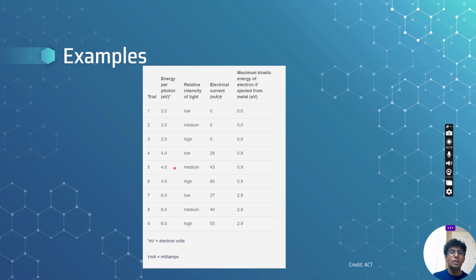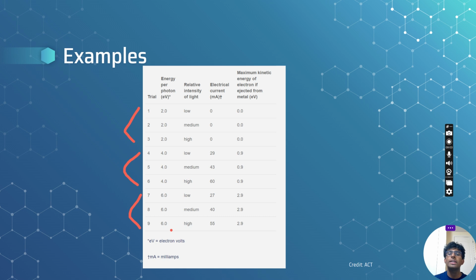So for an example, we have different variables here: energy per photon, relative intensity of light, electrical current, and maximum kinetic energy of the electron. And we see that we can have multiple independent variables here and check dependent variables, right? We can have energy per photon as an independent variable. How does that affect electrical current? How does relative intensity of light affect electrical current? But you can basically break down this table into three different subgroups of trials, right? One where it's all 2 energy per photon, one where it's all 4, and one where it's all 6.